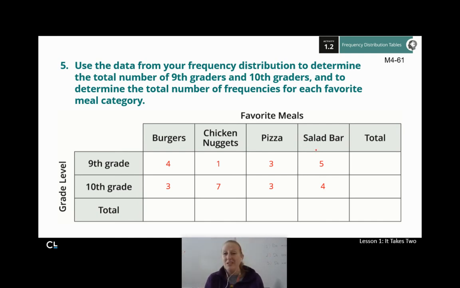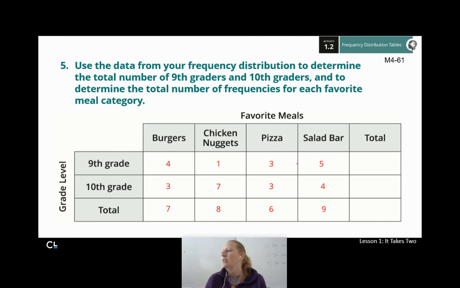And now I'm just going to grab a calculator. I'm just going to add, right? 4 plus 1 plus 3 plus 5. Actually, you know what? I'm going to add this way first. It's easier. I don't need a calculator. 4 plus 3 is 7 total preferred burgers. 1 plus 7 is 8 people that prefer chicken nuggets. 3 plus 3 is 6. 5 plus 4 is 9. All right, then.